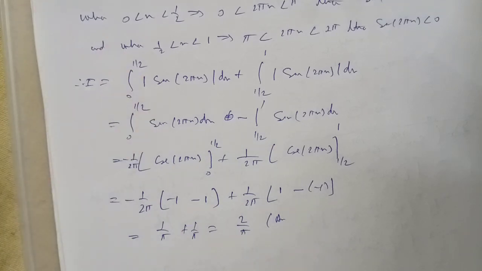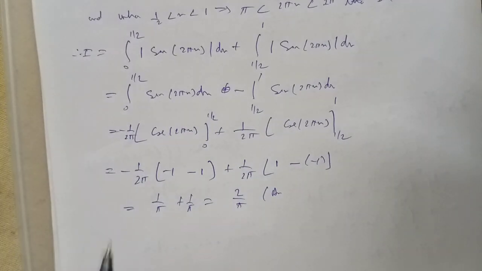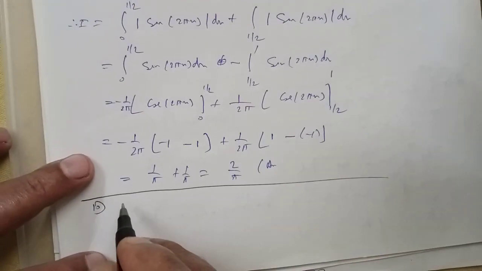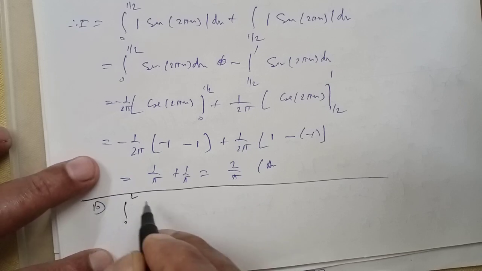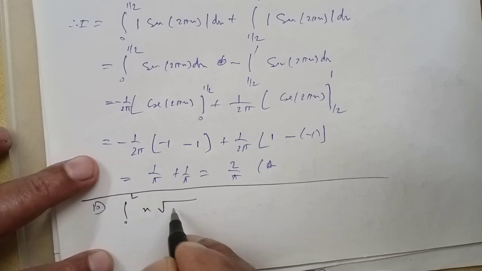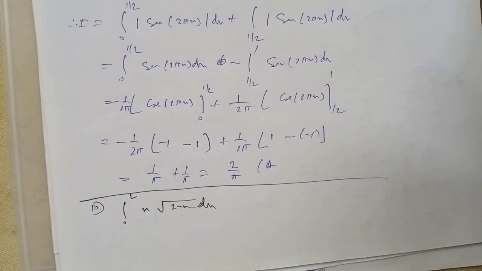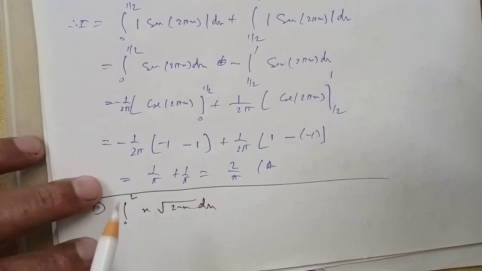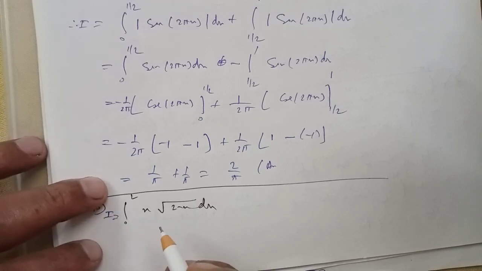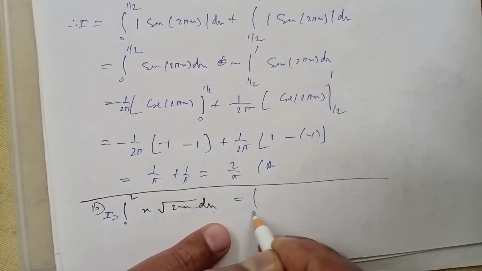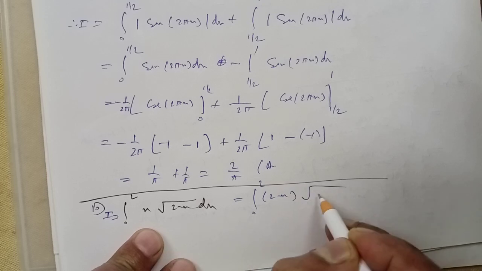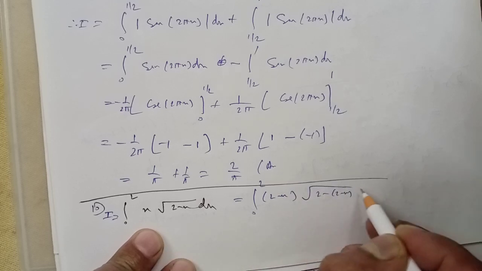And let us move to our last problem. This is also a very easy problem. Our 10th problem. This is integration 0 to 2 of x under root 2 minus x dx. So applying the fourth property, we get integration 0 to 2, instead of x, we have to write 2 minus x, 2 minus (2 minus x) dx.